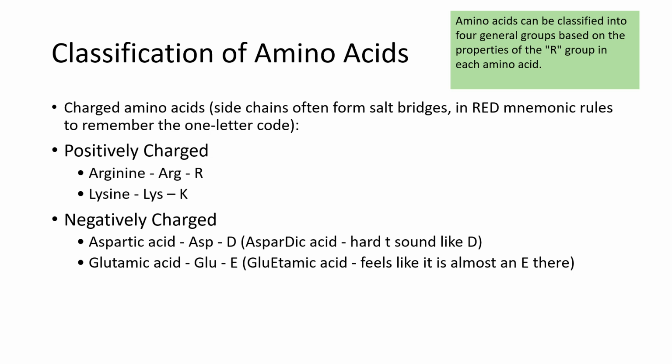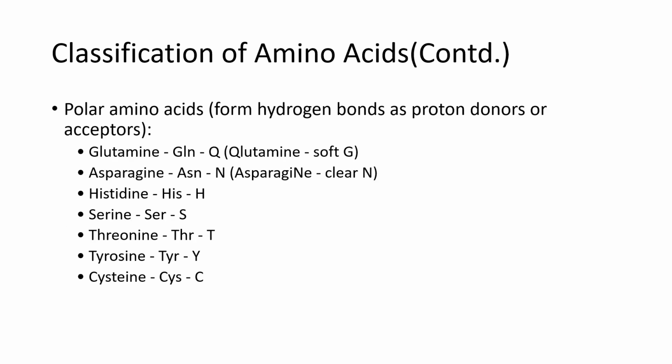Classification of amino acids. Charged amino acid side chains often form salt bridges. Here are mnemonic rules to remember the one-letter codes. Positively charged are arginine, R, and lysine, K. Negatively charged are aspartic acid, D. You can remember aspartic acid: the hard T sounds like D. Glutamic acid, glue, right? E. Glutamic acid feels like it is almost an E there, right? So you can remember glutamic acid. So positively charged are arginine and lysine. Negatively charged are aspartic and glutamic acid.